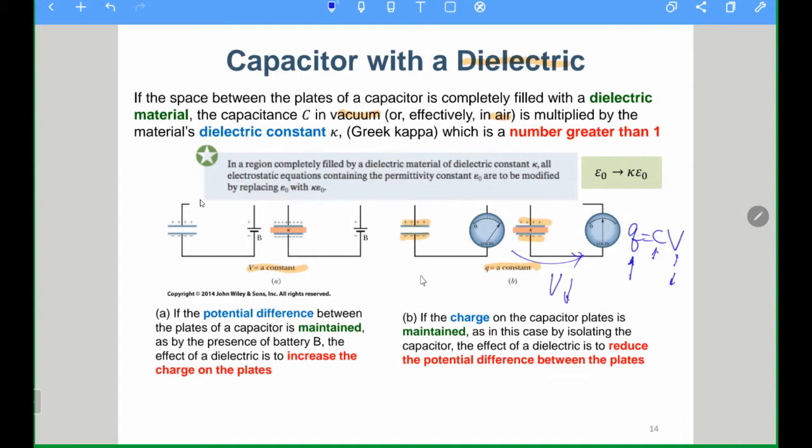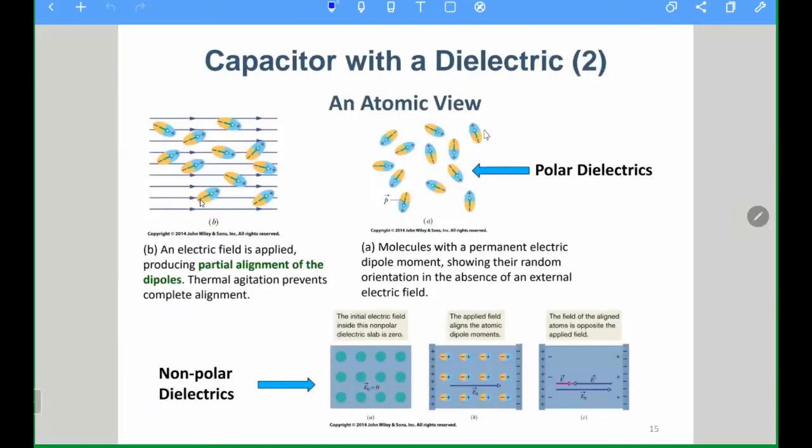The factor will be like the dielectric constant kappa. Okay, so here we just mentioned a bit about the atomic view, some hardcore physics. So it relates to the dipole.